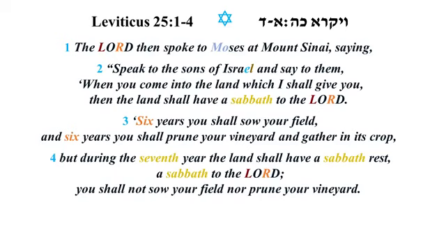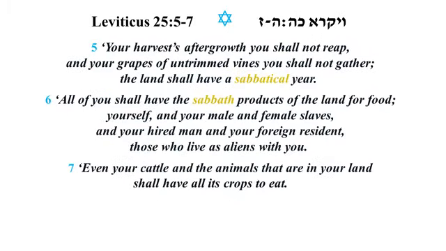You shall not sow your field, nor prune your vineyard. Your harvest's aftergrowth you shall not reap, and your grapes of untrimmed vines you shall not gather. The land shall have a sabbatical year. All of you shall have the Sabbath products of the land for food, yourself, and your male and female slaves, and your hired man, and your foreign resident, those who live as aliens with you. Even your cattle and the animals that are in your land shall have all its crops to eat.